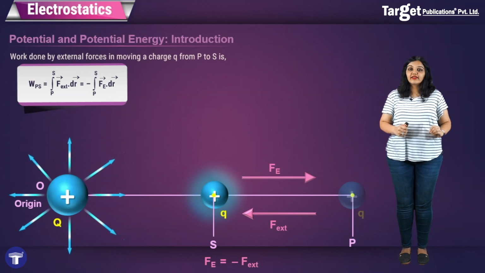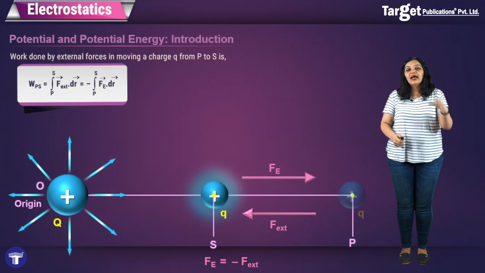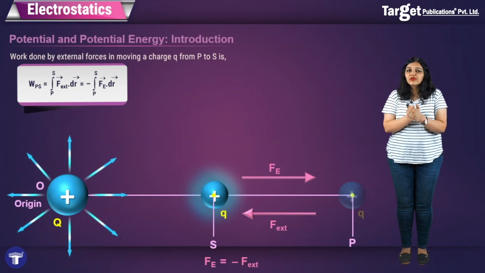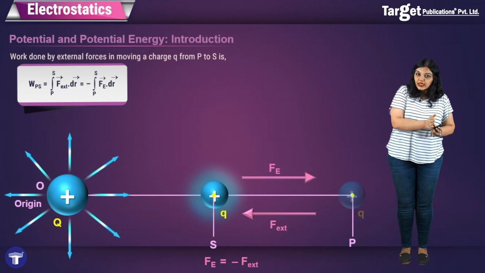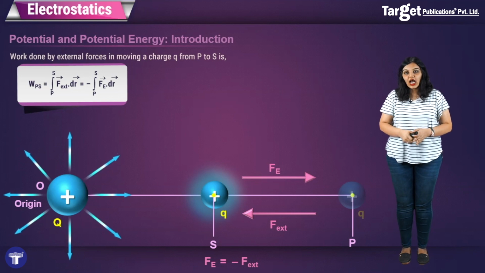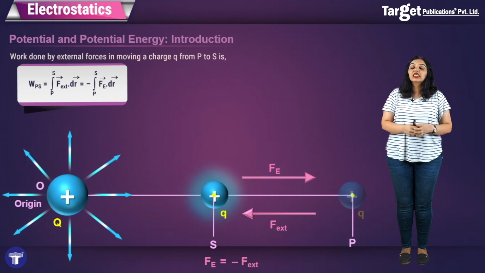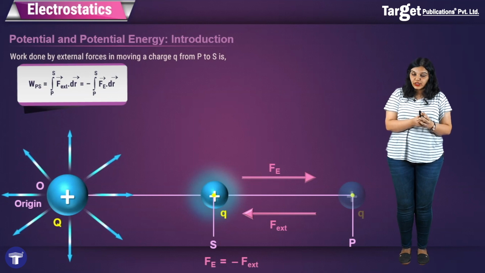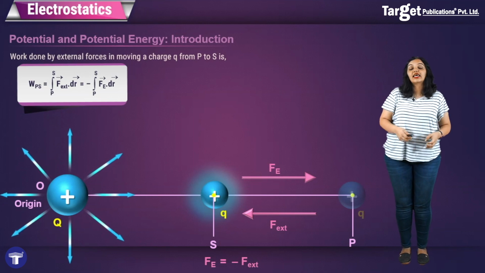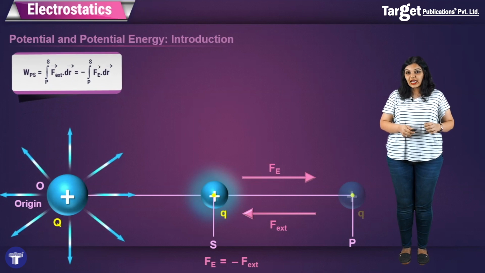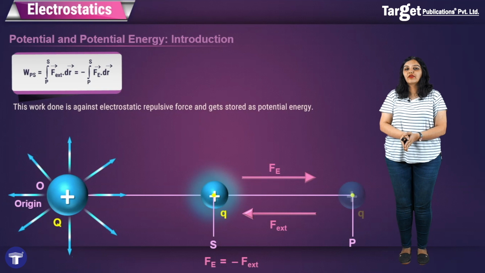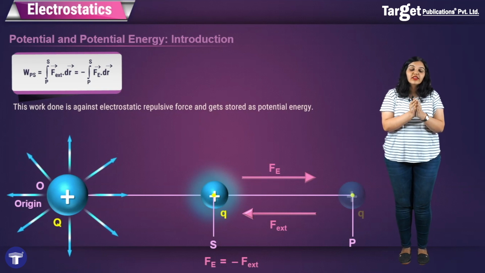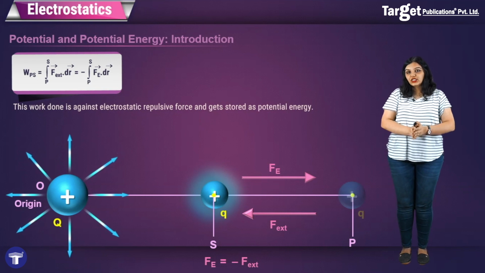Now we're ready to define the electrostatic potential energy. I'm saying that because you had to do work in bringing this charge from some further point to another point closer to the capital Q charge, this work was done on the small q charge and got stored in that charge in the form of electrostatic potential energy. So the work done against the electrostatic repulsive force got stored in this small q charge as potential energy.